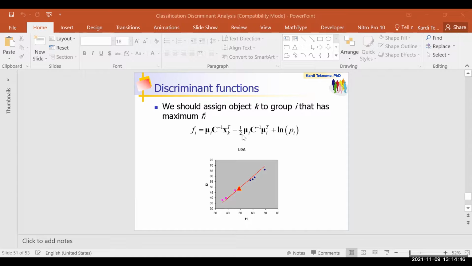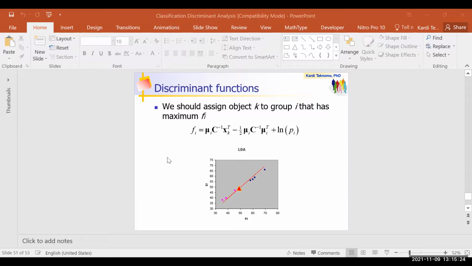Minus half of, again, the mu in here is already in a row. Multiply again with the same inverse pooled covariance matrix, and then multiply by the mu transpose. And then what you get, plus the ln of the probability of group i. So that means this is the discriminant function for group i.